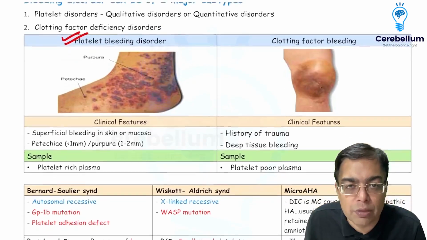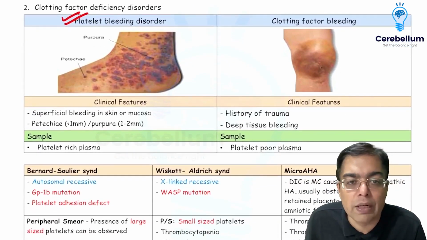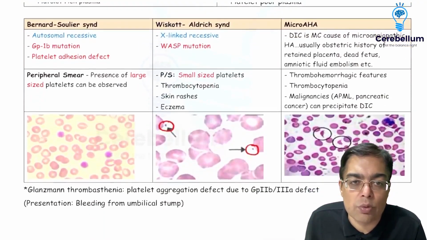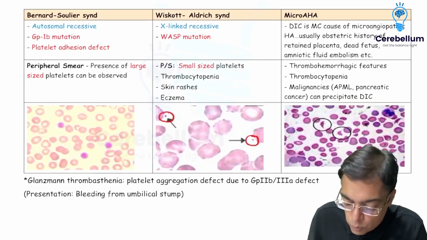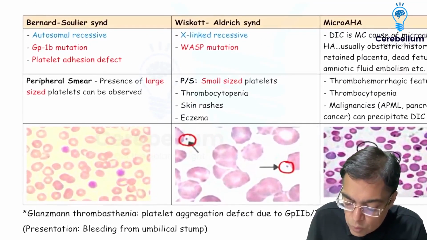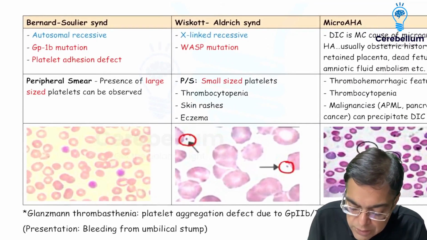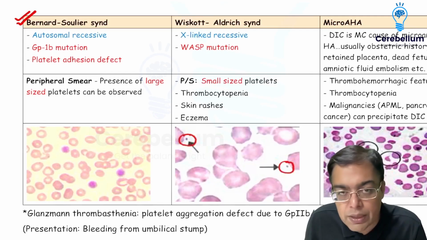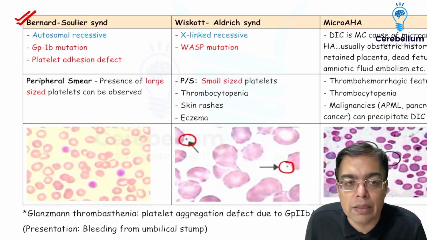So these are superficial bleeds and there is usually no history of any kind of a trauma. Whenever we are going to be talking about the specific conditions which can be associated or asked in the exam more frequently, we are asked about conditions in which there are going to be qualitative defects in the platelets. One condition can be Bernard-Soulier syndrome. This condition is an autosomal recessive condition. There is a problem with the platelet glycoprotein.